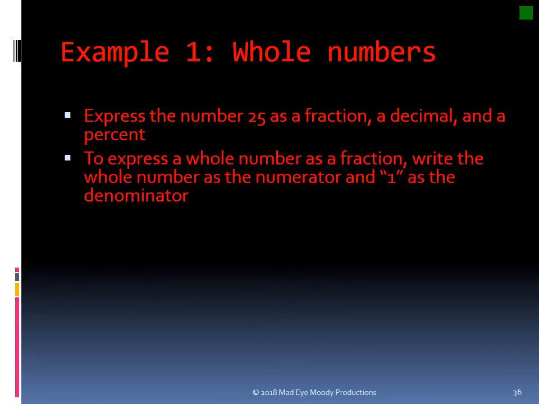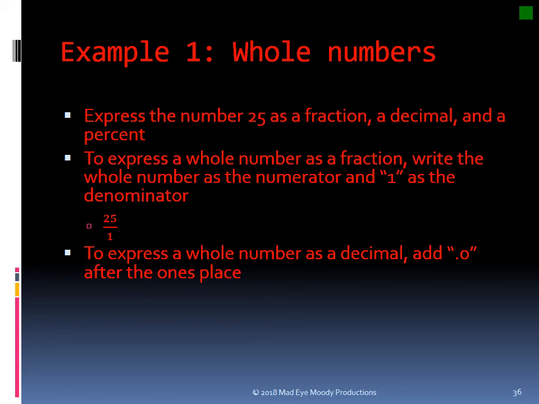Well, to express a whole number as a fraction, which you may or may not know, you write the whole number as the numerator and the number 1 as the denominator. So you put your whole number over 1. So 25, that whole number as a fraction, is actually 25 over 1.